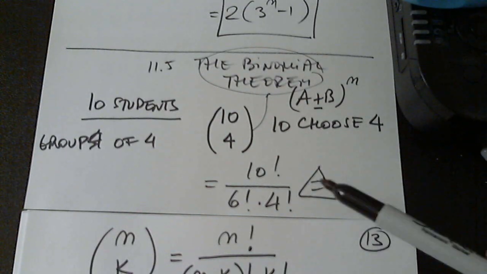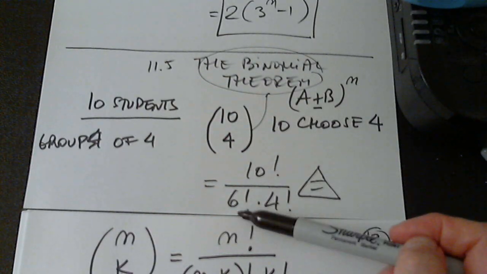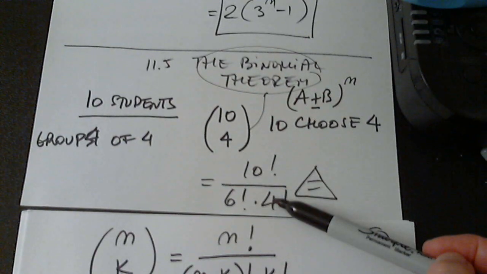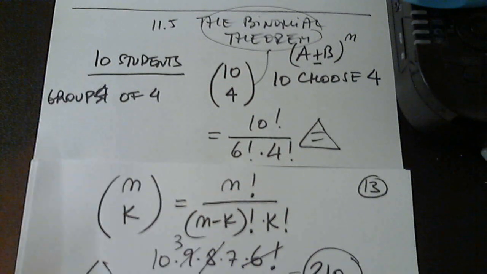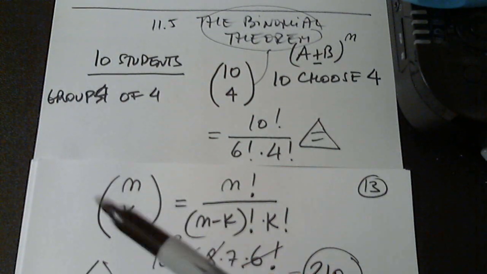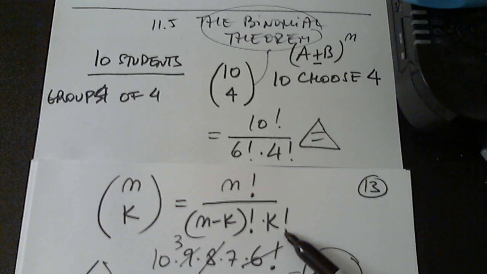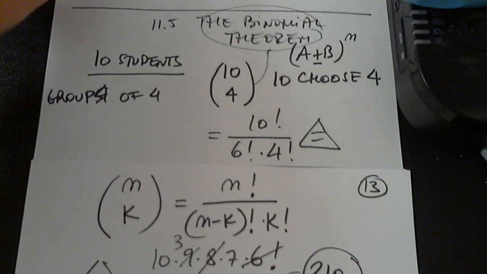10 choose 4 means 10 factorial divided by 10 minus 4 factorial times 4 factorial. The definition is right here. N choose k is n factorial over n minus k factorial times k factorial. And we calculate it and we get 210.